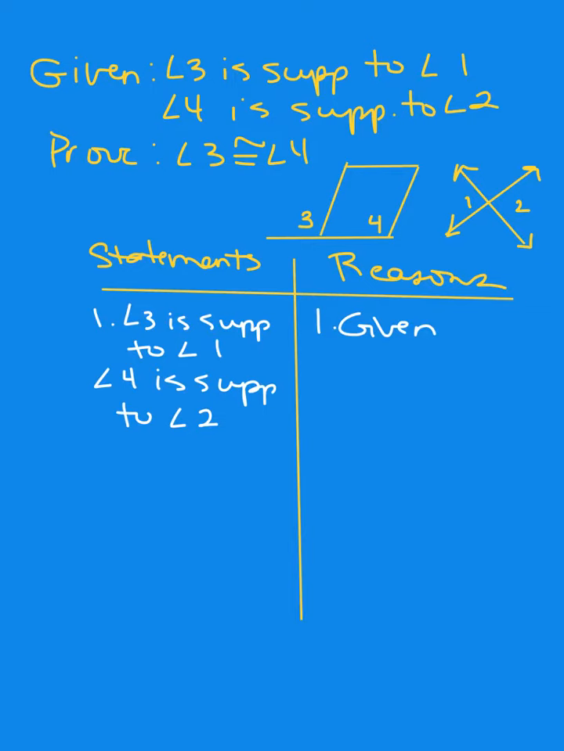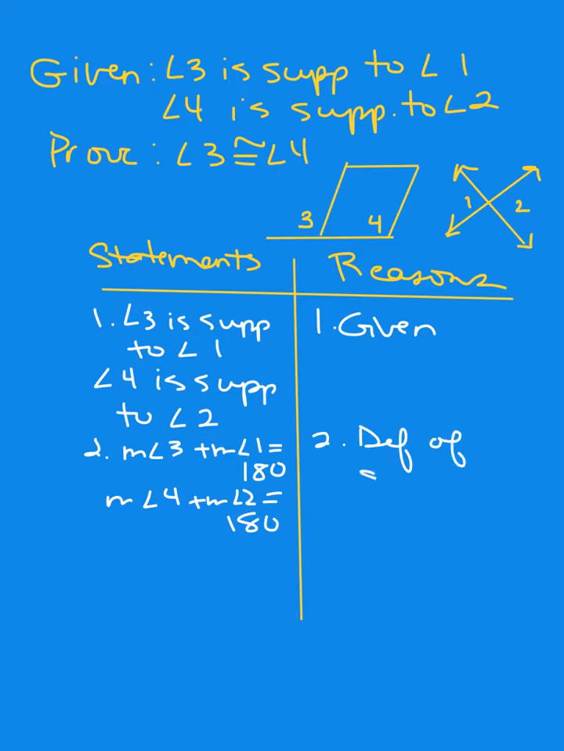So step number 2, I'm going to say the measure of angle 3 plus the measure of angle 1 is equal to 180. And I'm also going to say the measure of angle 4 plus the measure of angle 2 is also equal to 180. And the reason I can say that is because of the definition of supplementary angles. Now notice when I wrote that, I wrote the M in front of the angle name because I'm talking about equality, so I need that M in front for measure.